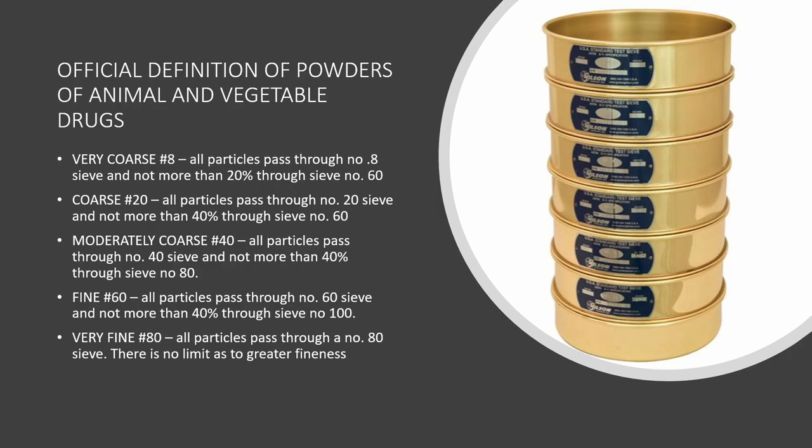But for very fine, there is no more second sieve. For very fine, all particles pass through number 80, meaning nothing is retained in number 80. So if you have 100 grams, you have number 80. Once you sieve them, there shouldn't be any powder left on number 80. And there is no limit to greater fineness. So that's the highest category for our powder fineness.